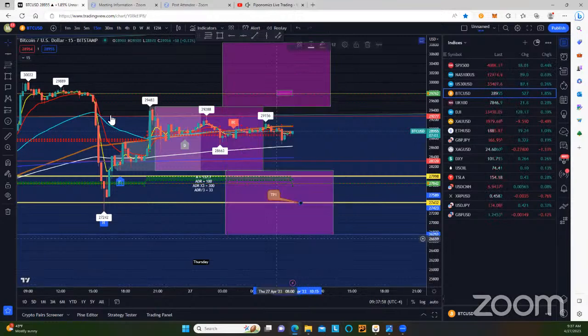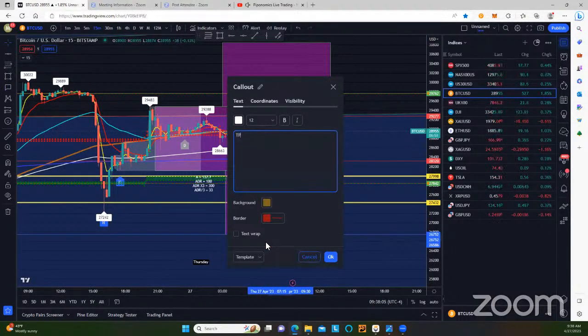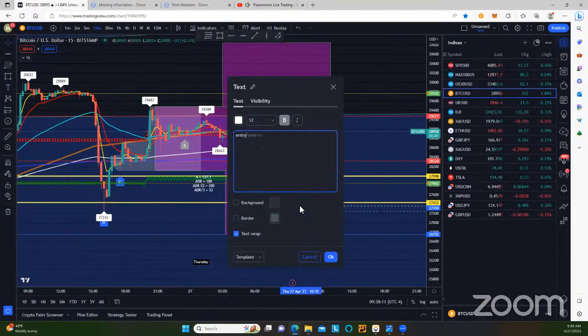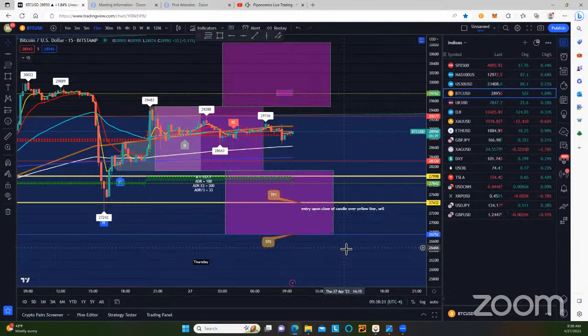Maybe leave a few lots in. Let's write down what this is: entry upon close of candle over yellow line. That's for your re-entry or sell. Okay, that's for your re-entry. All right. So, gold.